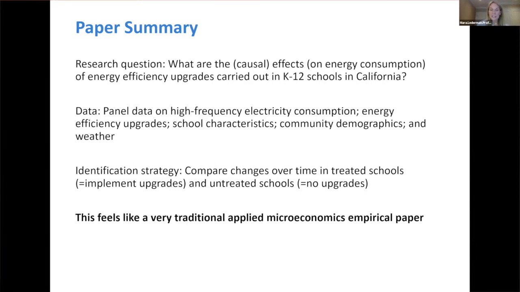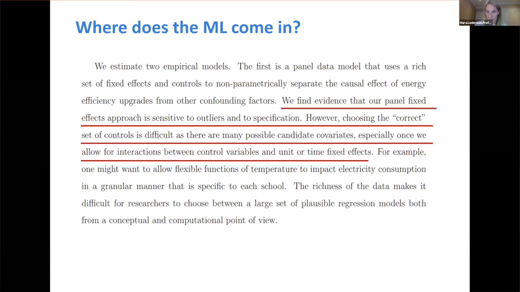And so to me, this is a very traditional applied microeconomics empirical paper, both in terms of the type of question being asked and in terms of the identification strategy being used. So where does the machine learning come in? I'm going to walk you through this, just highlighting a few key points from the paper.